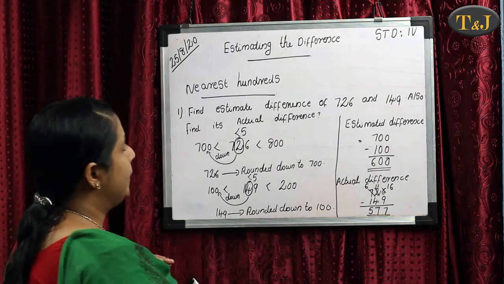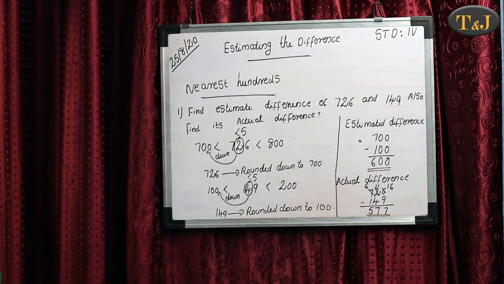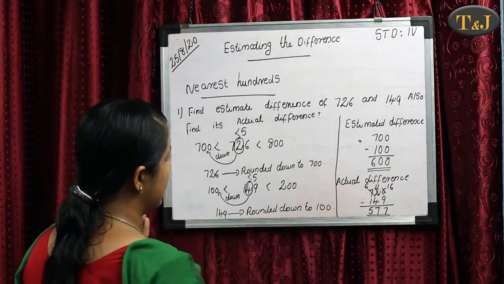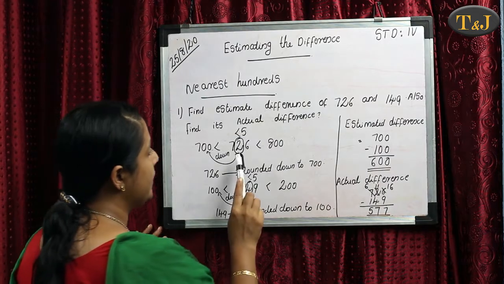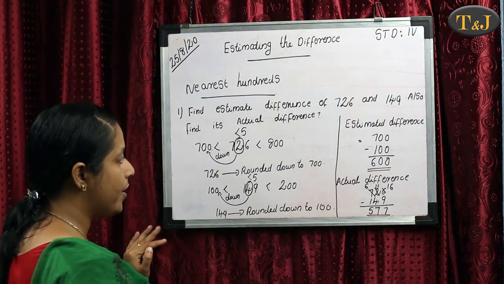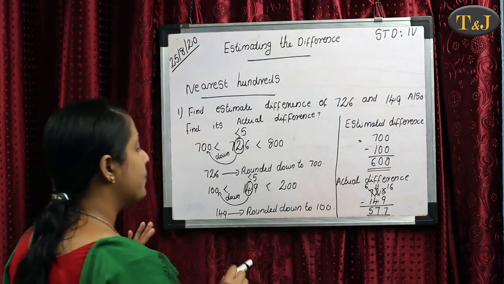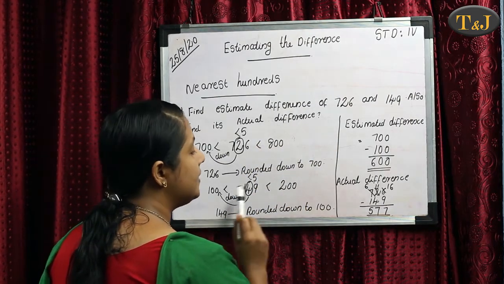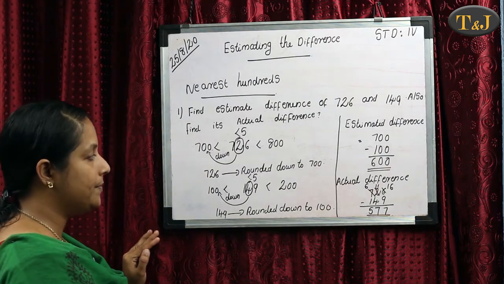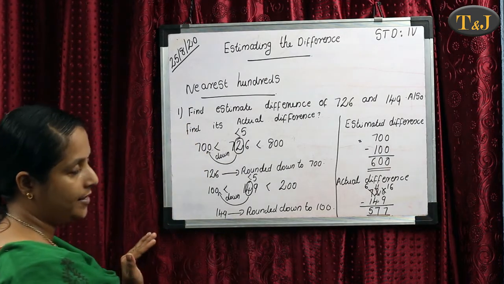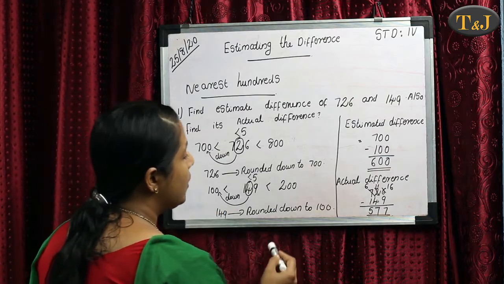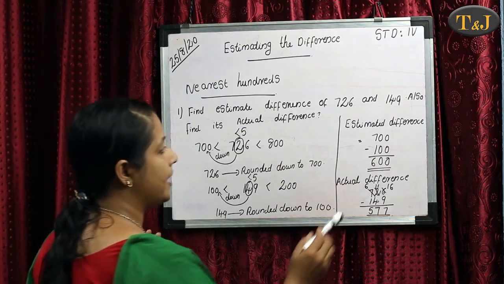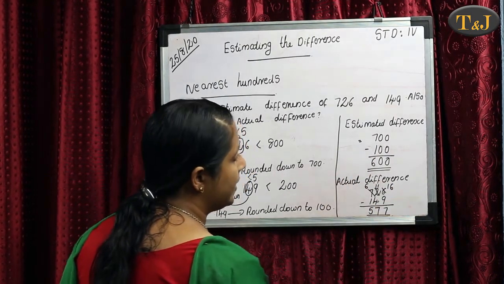Once again I explain the problem. 726 and 149. 726 lies between 700 and 800. Next we take the tens place value. Here the tens place value is 2, so it is less than 5. That means it is rounded down to 700. Next is 149. 149 lies between 100 and 200. Then taking the tens place value, here it is 4, again less than 5. So it is rounded down to 100. Now we get 726 as 700 and 149 as 100. We subtract those numbers and get the answer as 600.